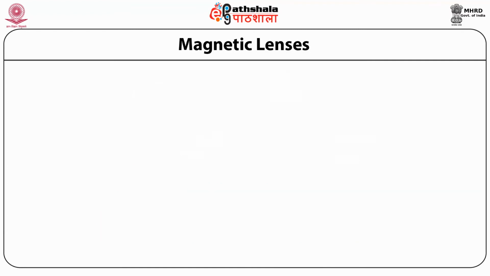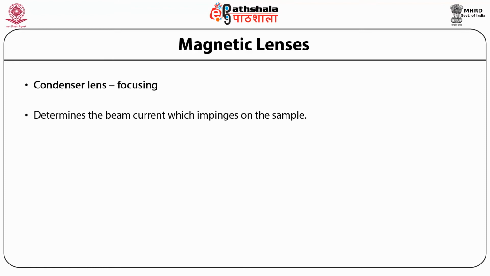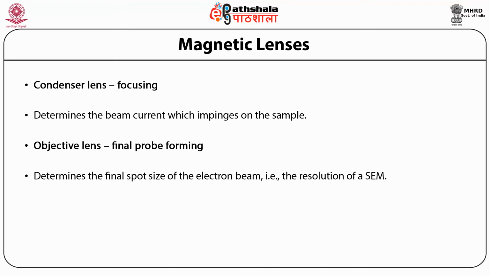Now we have two types of magnetic lenses. A condenser lens is used for focusing, that is, it determines the beam current which impinges on the sample. The second is the objective lens, which is used for final probe forming, that is, it determines the final spot size of the electron beam and determines the resolution of a SEM.